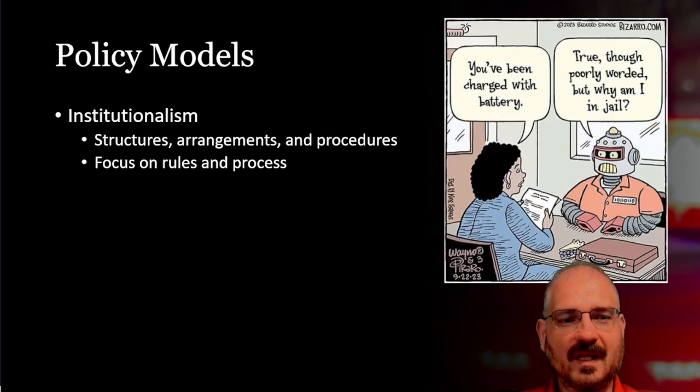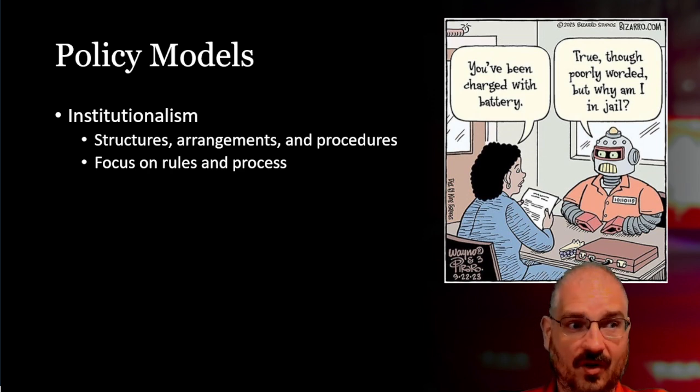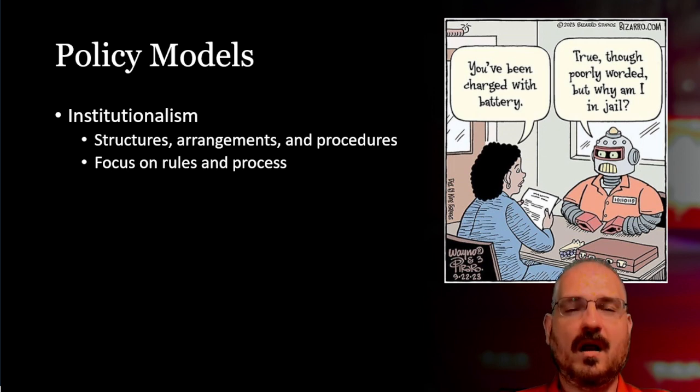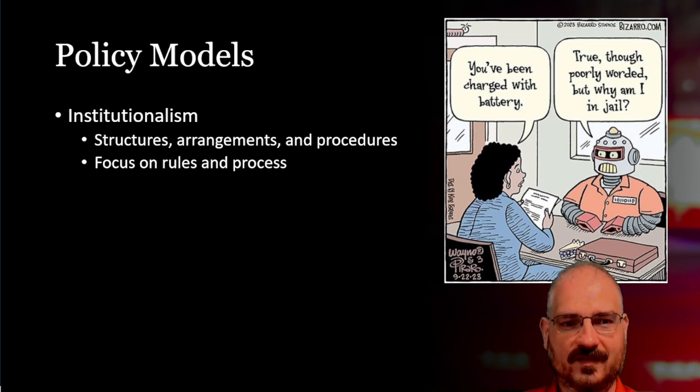Institutionalism is all about the structures, arrangements, and procedures of how government actually works. This is the kind of policy model that looks at things like the filibuster or the presidential veto. This model is very concerned with exactly what that process is supposed to look like, what it actually looks like, what the rules and processes are, and how policy actually gets passed.